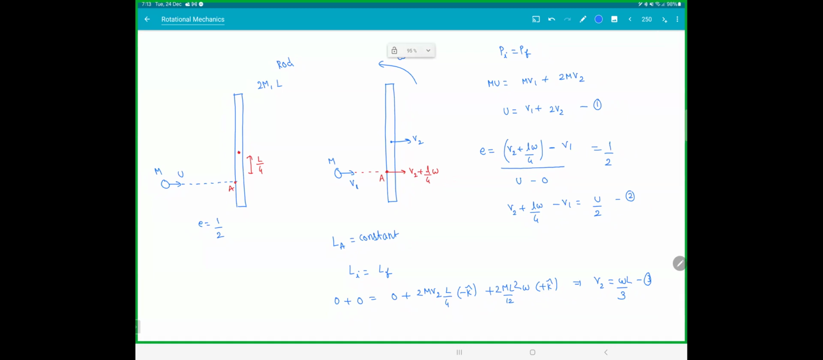Final diagram, linear momentum, restitution, and angular momentum. Now it is just a matter of solving. Check your steps. Anyone not clear with this? Solve. I'll give you a minute more.